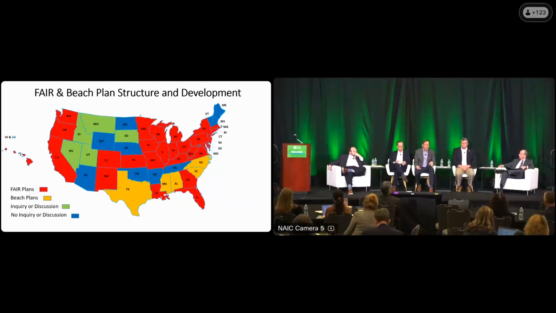The plans you see in green are plans where PIPSO has received inquiries as to the potential formation of FAIR Plans. So that's Nevada, and you may have heard a little news about Nevada in the past day or two. Some legislation was introduced to potentially introduce a FAIR Plan. Utah, Idaho, Montana, and South Dakota have also made inquiries. The few states that you see there in blue, there's been no inquiry or discussion of a FAIR Plan.